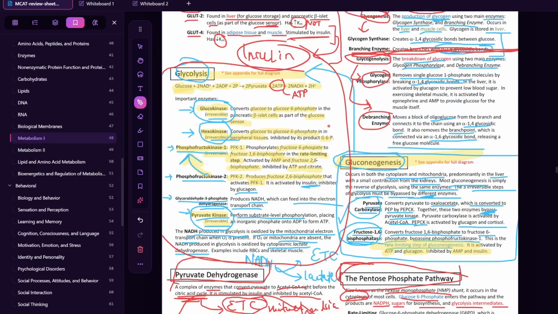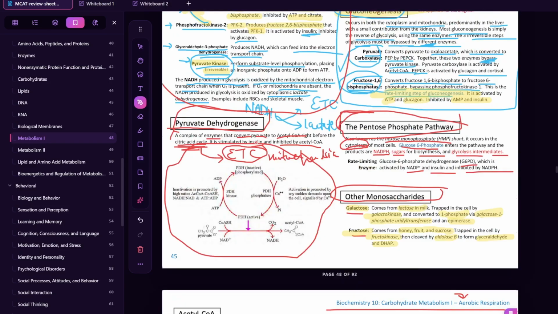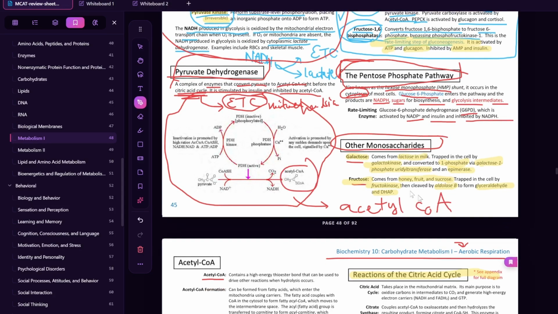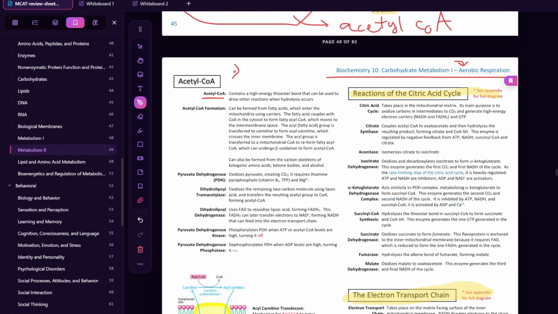If we went through the pathway of glycolysis, then pyruvate dehydrogenase has done this for us too, and we've been able to make acetyl-CoA, right here. And now that we have acetyl-CoA from these processes described, we get to here, acetyl-CoA, perfect. It has a high-energy bond that is used to drive other reactions when hydrolysis occurs.